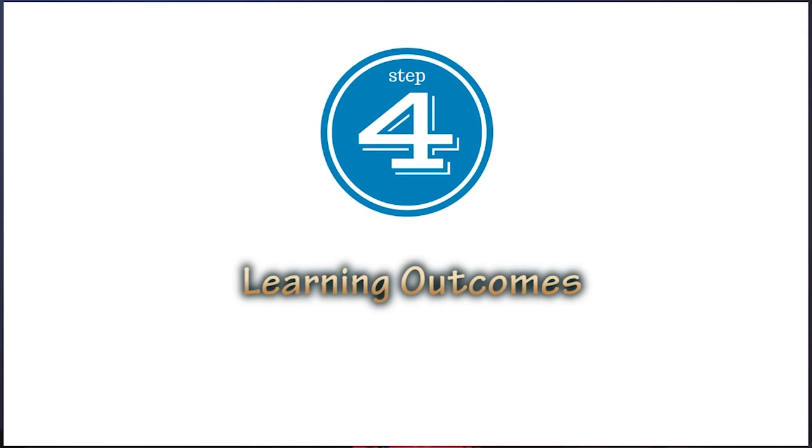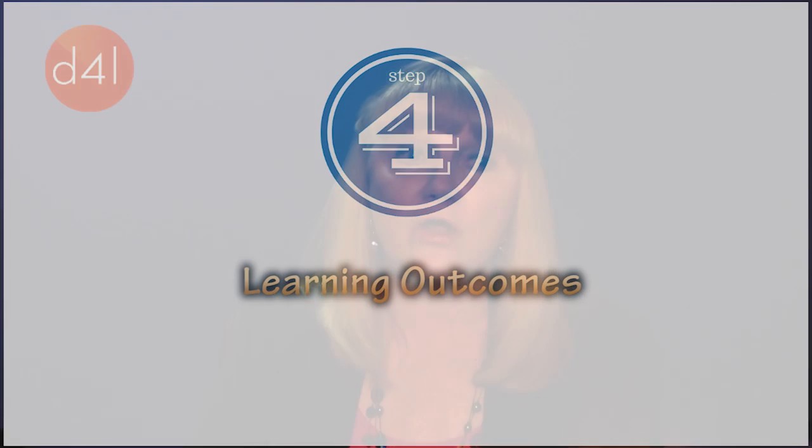And given that you've accomplished these first 3 steps, you're ready for step 4 of the 7-step instructional design process for online learning. And that step is writing your learning outcomes. Learning outcomes are what the learner will be able to know or do as a result of your instruction. This could be a change in knowledge or skills or attitudes, or it could be a combination.